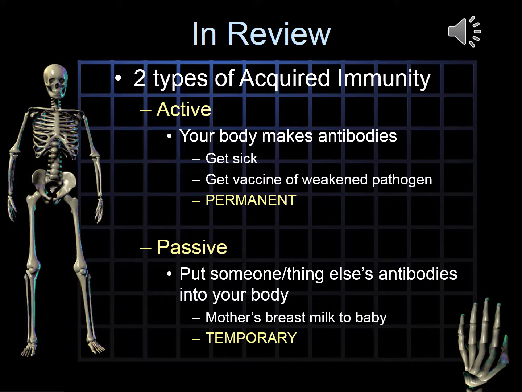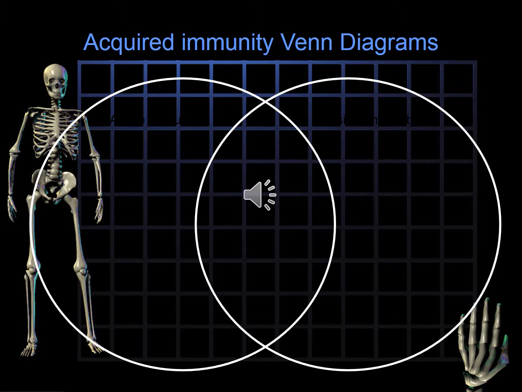In review, two types of acquired immunity. There's active, where your body makes the antibodies, you get sick, or you can get vaccinations, and then you get permanent immunity either way. Passive immunity, someone or something gives you the antibodies and it's very temporary. Your body will just eventually destroy it and you won't have the immunity. So many times we seek active immunity. Passive immunity, not really. Okay, please make sure you draw a Venn diagram comparing and contrasting the two types of acquired immunity.